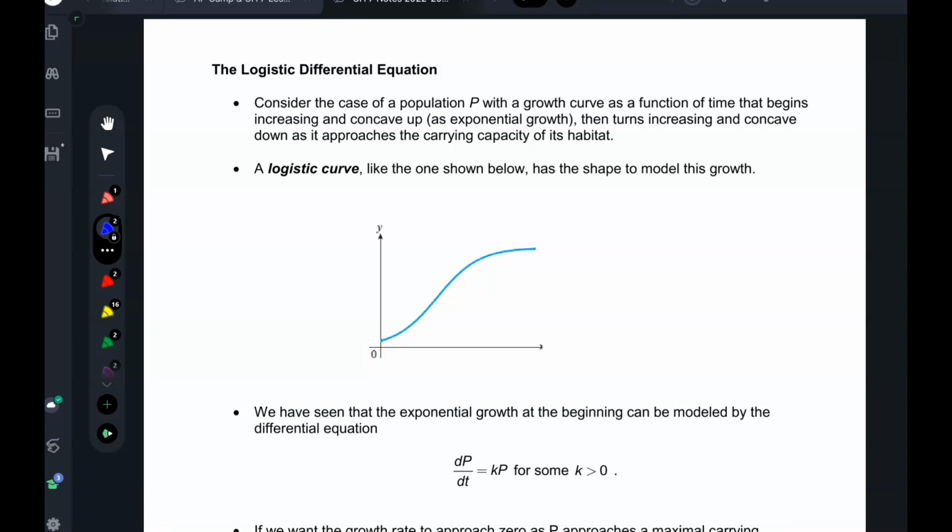Good. Okay, so I briefly talked about this logistic equation. It has a shape that looks exponential, but then it has this point of inflection, where it changes concavity. So it's concave up and then it changes to concave down, and it will have a horizontal tangent here.